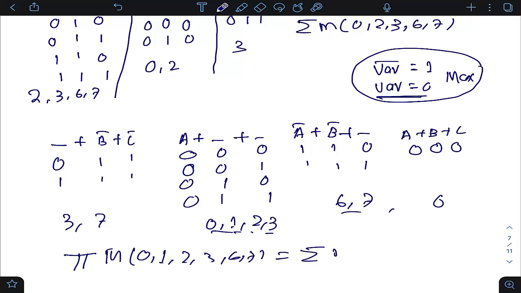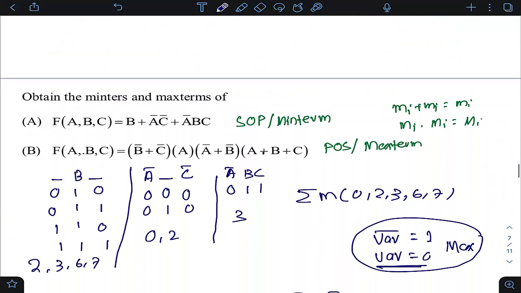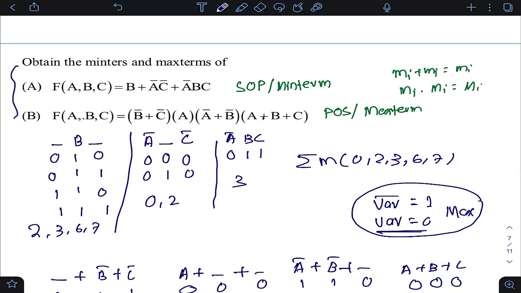If these are max terms, what are the min terms which are missing? So 4 is missing, 5 is missing. So this gives the min terms. So max terms are 0, 1, 2, 3, 6, 7, and min terms are 4, 5. This is the approach you are going to take whenever you get such questions: what are the min terms, max terms. Even if it is for 3 variables, 4 variables, 5 variables, you can get the answer in a very short span of time if you follow this approach.